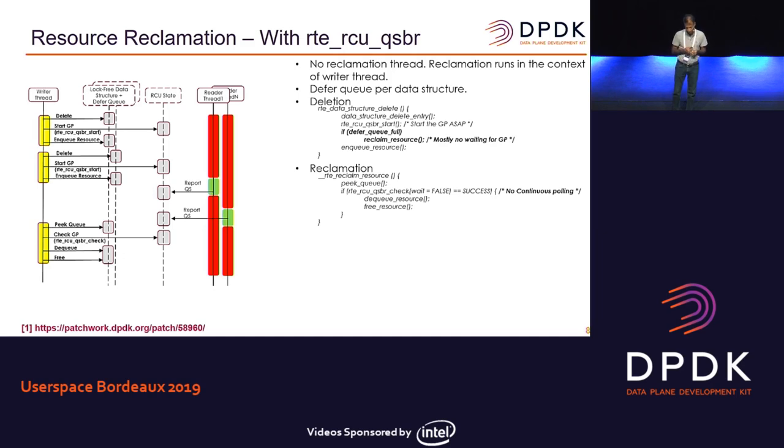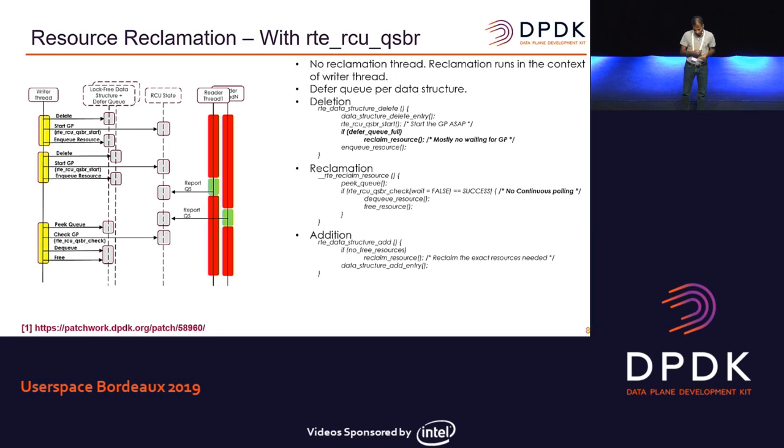So at this point, what I would like to say is we want to change the delete process a little bit. The delete process should look like: you delete the entry, you start the grace period, and there's a possibility that your defer queue might get full. So to avoid that, you check if the defer queue is full, and you can go ahead and reclaim your resource, knowing that this queue contains resources meant for this data structure alone. And if there is enough time between the delete and the reclaim calls, it is mostly likely that your readers are going to return a success.